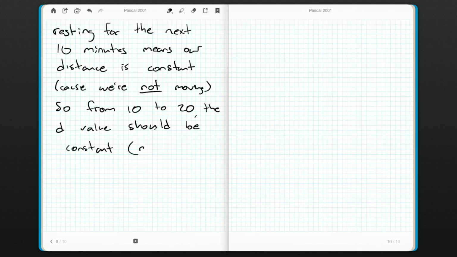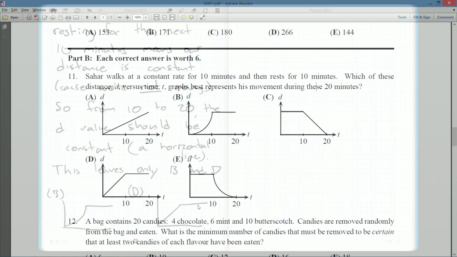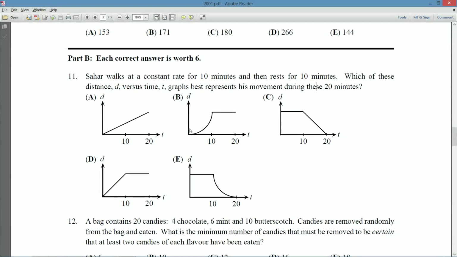So we're just writing an explanation here. So our 2 possibilities are D and B. I believe B looked like this, and I think D looked like this, a line. But let's just double check before we move on. Yeah, so B is sort of a curvy thing, and D is a straight line and then another straight line.